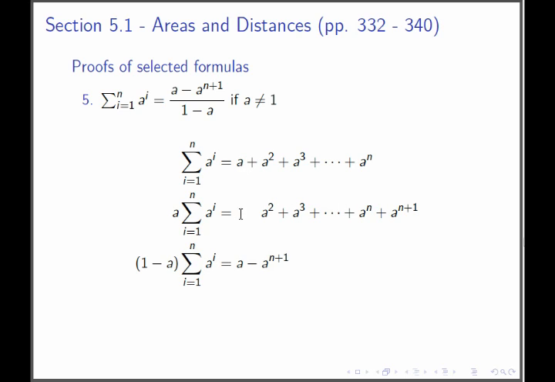I have a minus a is 0, a squared minus a squared is 0, so that goes away. A cubed minus a cubed goes away, and all the way up to a to the n minus a to the n. All those terms in the middle go away. But then I'm left with 0 minus a to the n plus 1. And so that simplifies quite a bit down to just a minus a to the n plus 1.